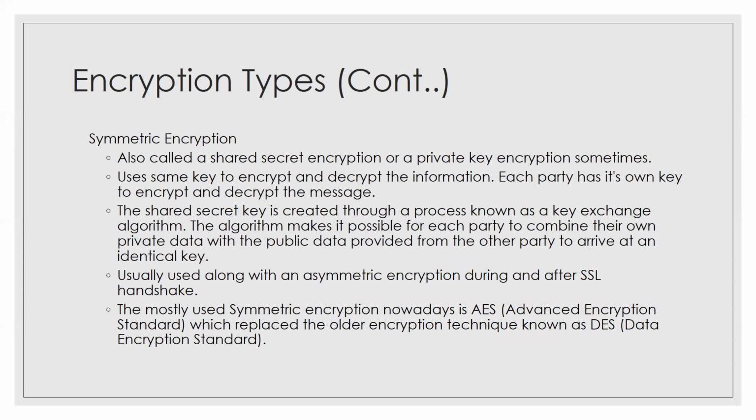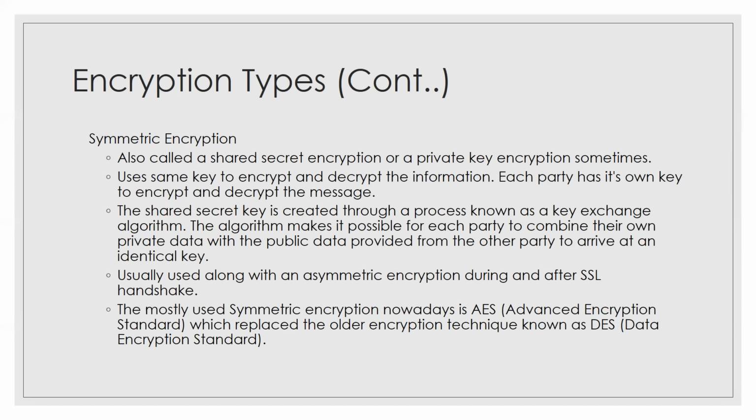The algorithm makes it possible for each party to combine their own private data with the publicly available data from the other party, and they arrive at the same identical key. They use something like the Diffie-Hellman algorithm to come up with the identical key. Usually it's used along with symmetric encryption during and after the SSL handshake.